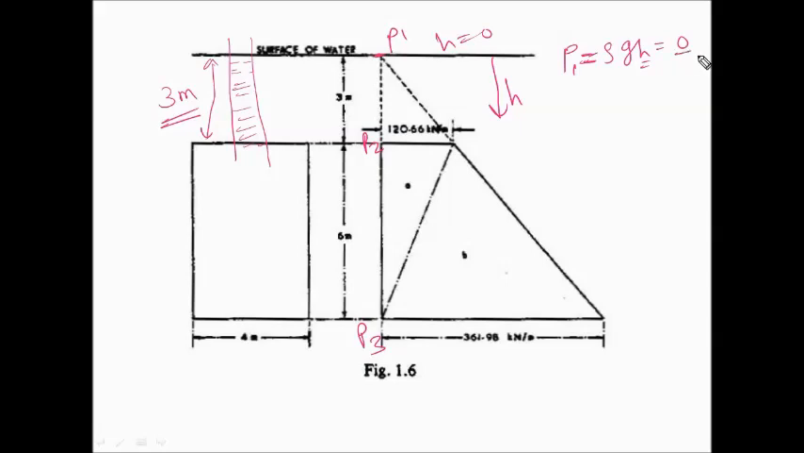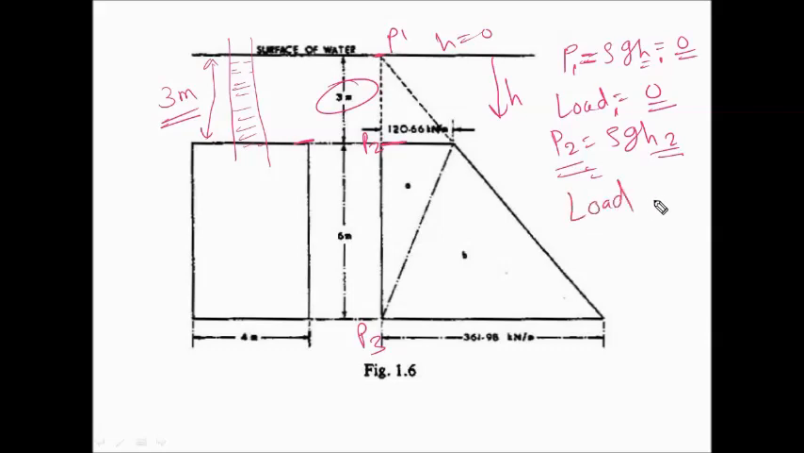So H will be 0, so pressure will be 0, so load, load 1 I will call, that will be also 0. Now at this location, at the top of the bulkhead, that pressure is P2, formula will be rho g h2. So H will be 3 meter, so there will be a value of H2, you will get the value of the pressure.